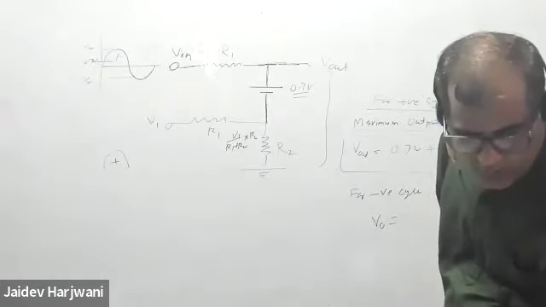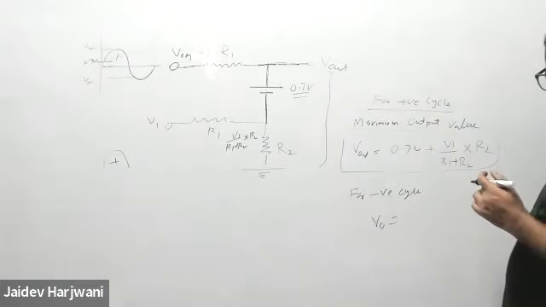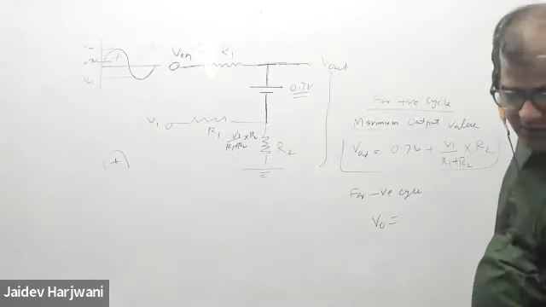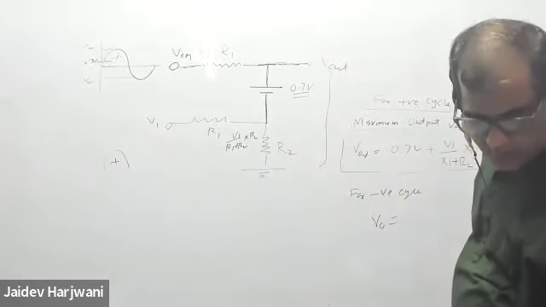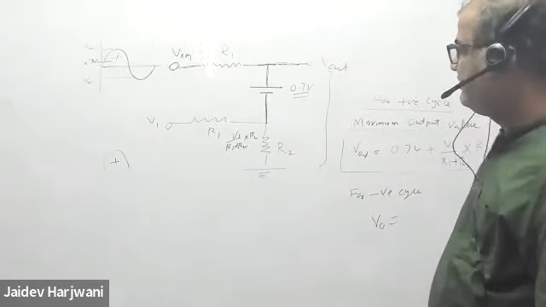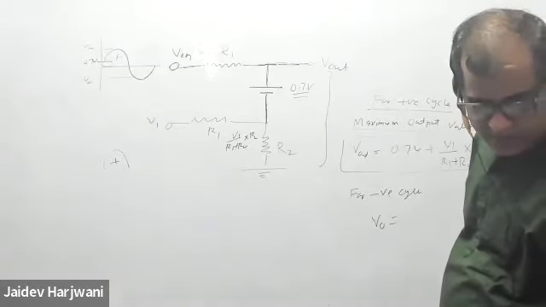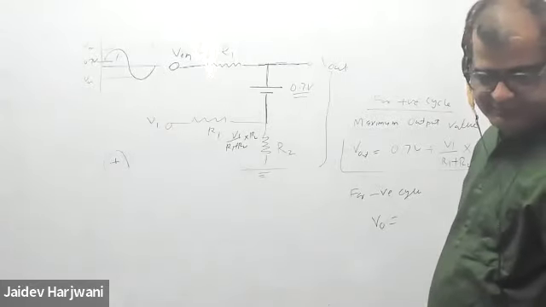Okay. So now from the negative cycle, what is the V output value? Tell me, Sharlene. Sir, it will be V1. It will be V1. Anyone else? No, V in. V output will be V input only, na?